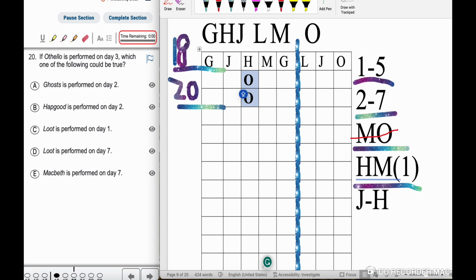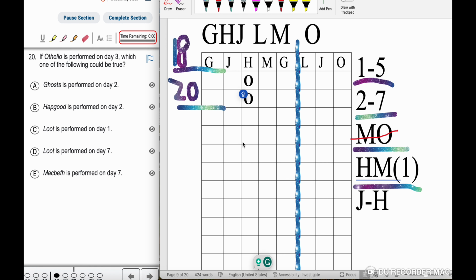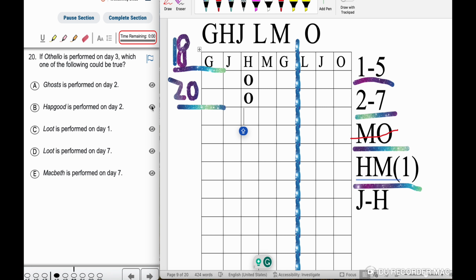Question 20. If O is performed on the third day, which of the following could be true? So we're going to have O highlighted on the third day. That's not going to move. And we're going to put the remainder of the variables as quickly as possible, remembering that 1 and 5 need to be the same, and 2 and 7 are going to be the same. And then from there, we're just going to make sure we apply the rules, that we have J before H.